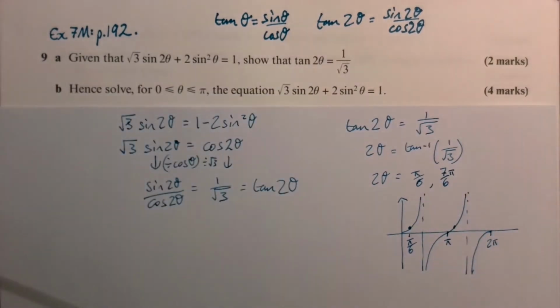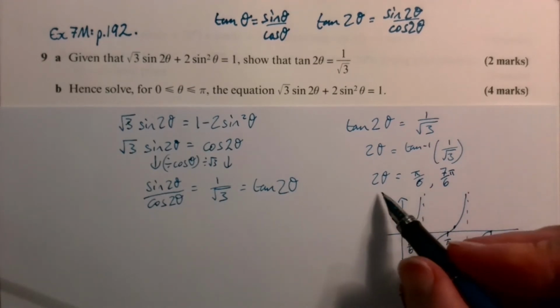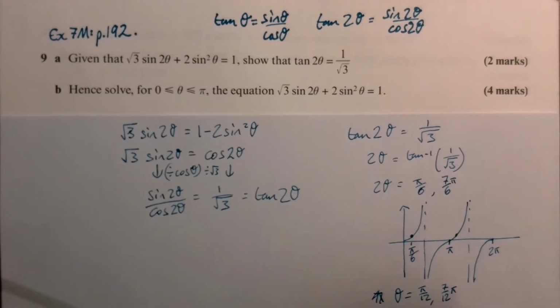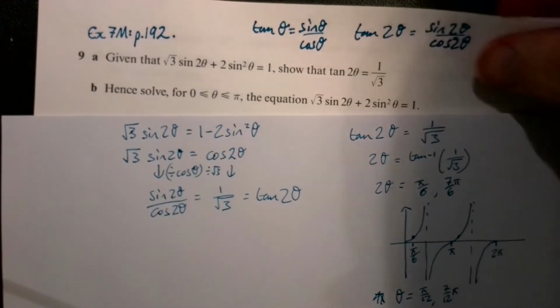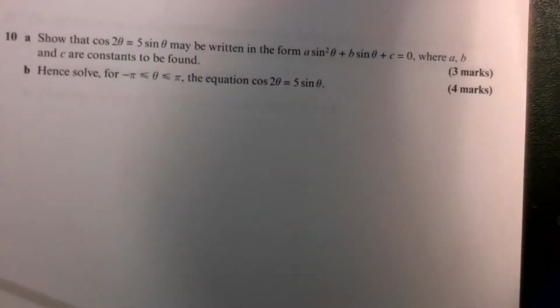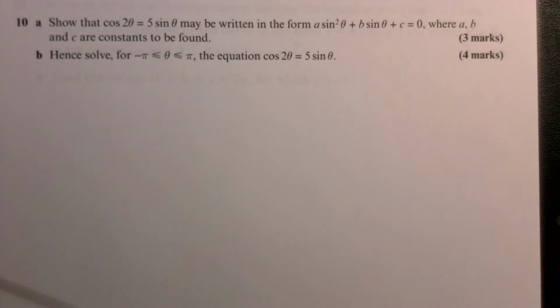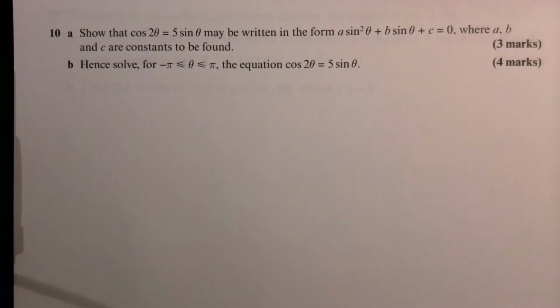But we don't want 2 theta, we want theta, so we need to divide both sides by 2, and that means that theta is going to be pi over 12 and 7/12 of pi. So that's the first question we're going to do, and the next question I'd like you to have a little go at is question 10 straight away after it. So pause the video, give that a whack.